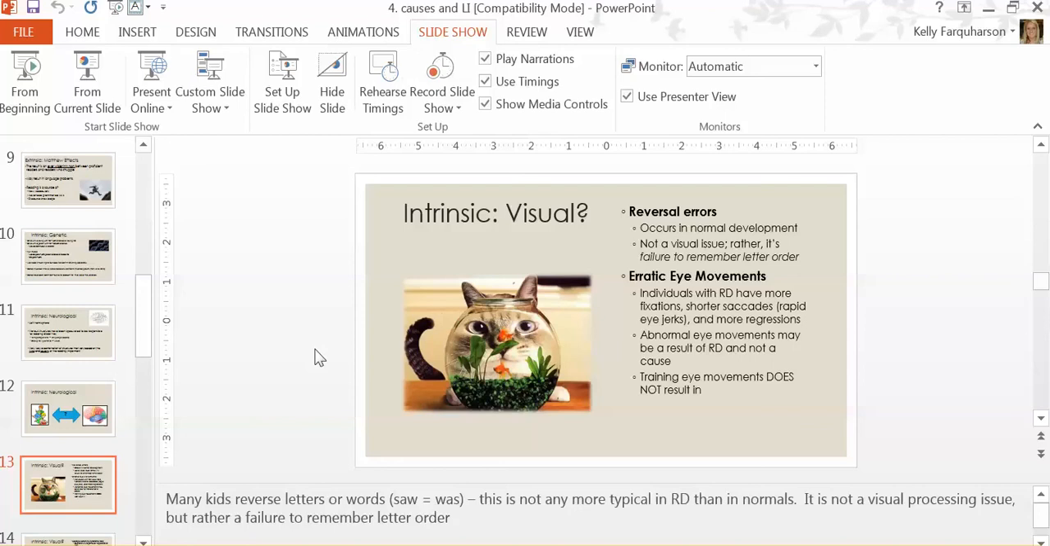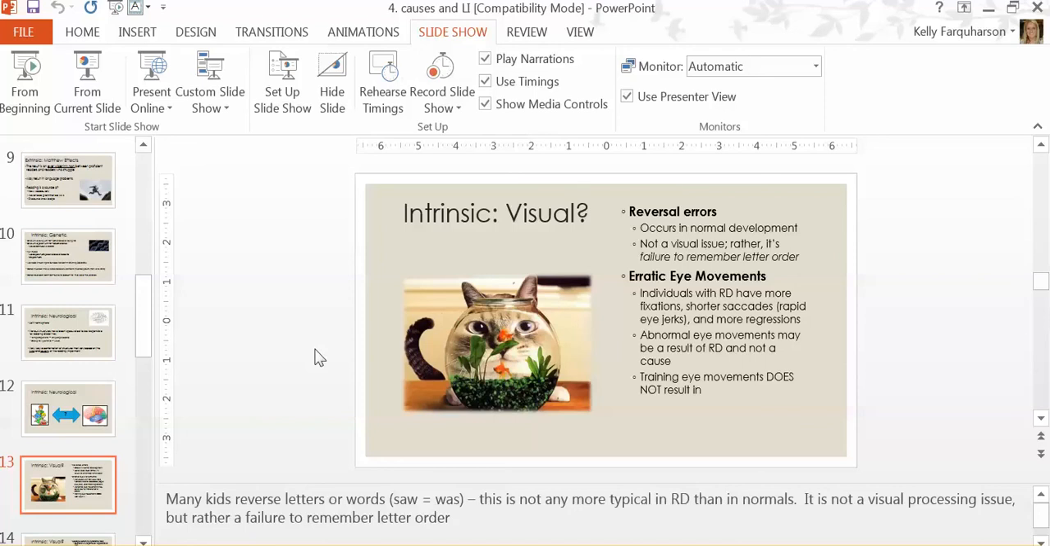The next visual piece is erratic eye movements. Individuals with reading disability have been shown to have more fixations, shorter saccades, and more regressions during reading. Saccades are those rapid eye jerks that we see happen during natural reading. But research has really suggested that abnormal eye movements may be a result of reading disabilities and not a cause.